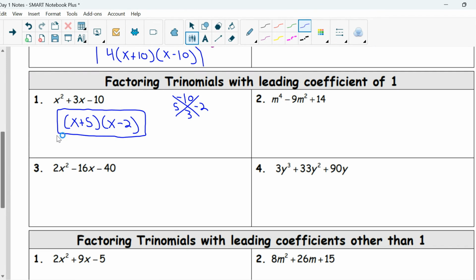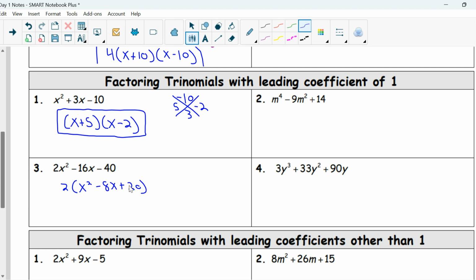Okay, similarly with number 3, I don't have a leading coefficient of 1 as of now, but you could probably guess it by the section we're in. If you take out a greatest common factor, you could make this problem so it has a leading coefficient of 1. So my greatest common factor in number 3 would just be a positive 2, which would leave me with an x squared minus 8x plus 20.